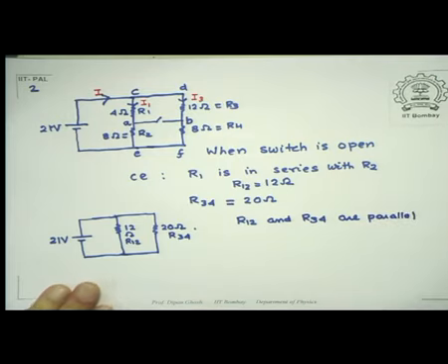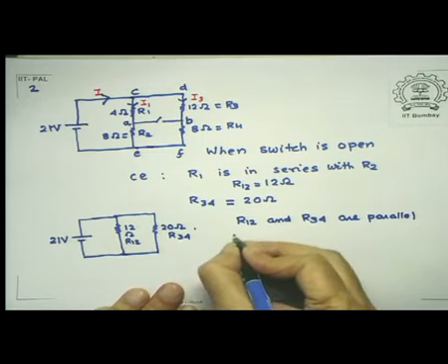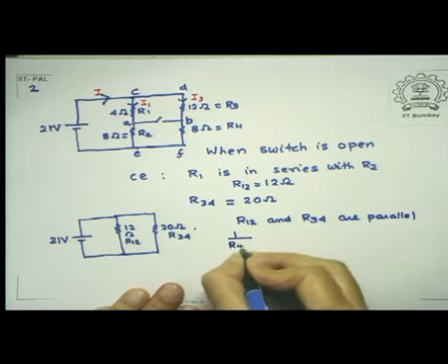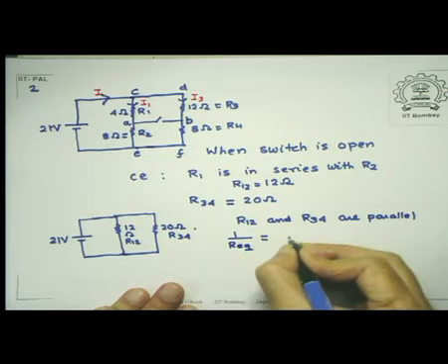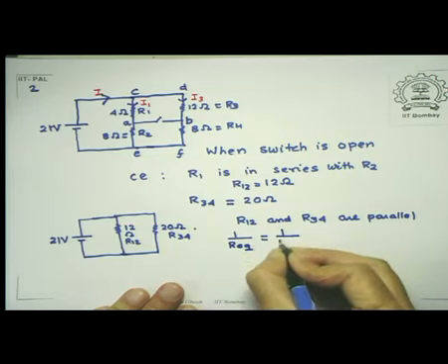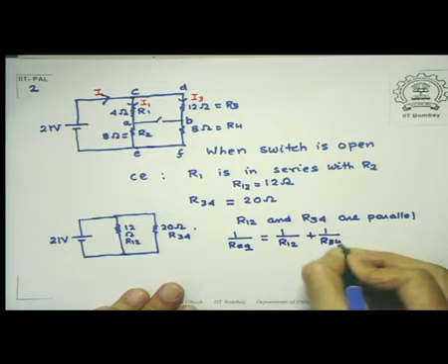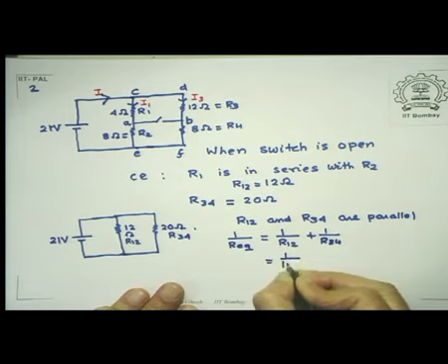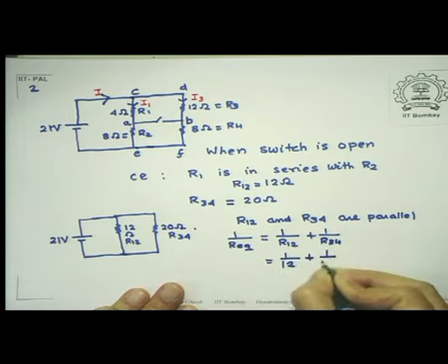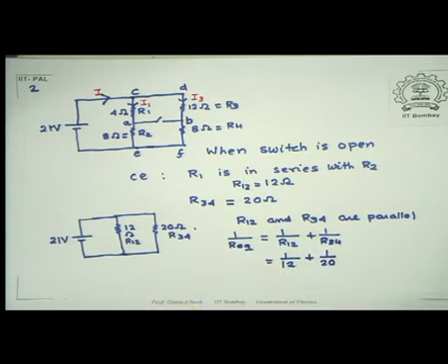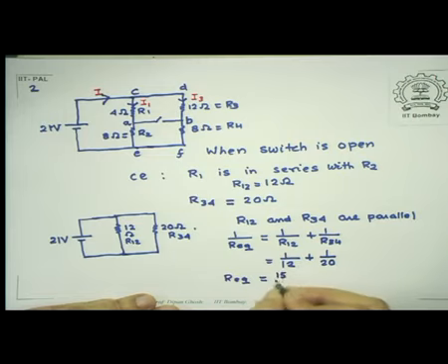Remember the formula for the parallel combination that I gave, the equivalent resistance. So the equivalent resistance of this combination is given by 1 over Req equal to 1 over R12 plus 1 over R34, and that's equal to 1 over 12 plus 1 over 20. And if you invert this, Req will turn out to be equal to 15 by 2, that is 7.5 ohms.